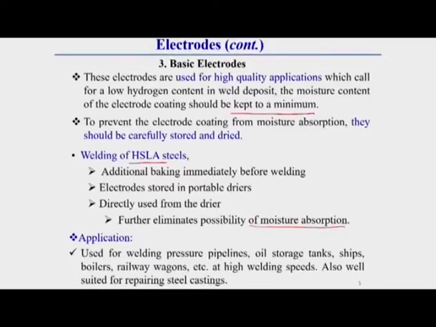Application of these types of electrode: generally it is used for welding pressure pipelines, oil storage tanks, shipbuilding industry, that is ships, boilers, railway wagons, and you can use it at very high welding speed also. It is also well suited for repairing of steel casting parts. That means this is also used for repairing. This is the practical application of these types of electrode that I am telling here.